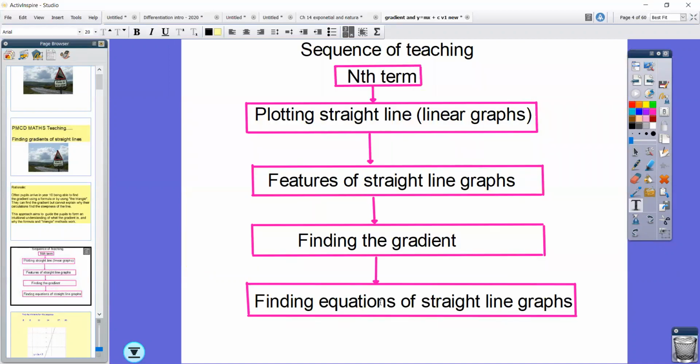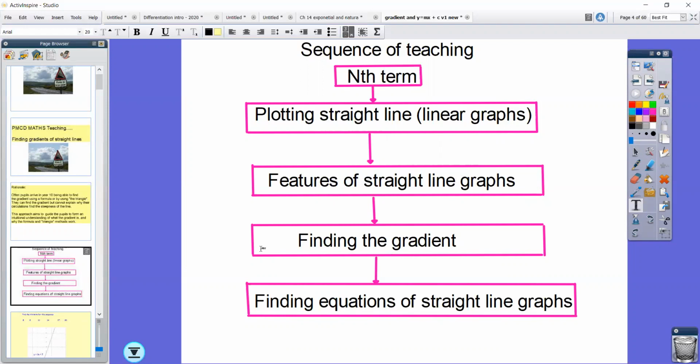In terms of sequencing, this is where I would ideally have sequenced this, and we're looking at probably the fourth stage of that. It might take more than one lesson. To point out features of straight lines, I'm also going to be putting up a video of a lesson I do which uses GeoGebra to get them to find out the features of straight line graphs.